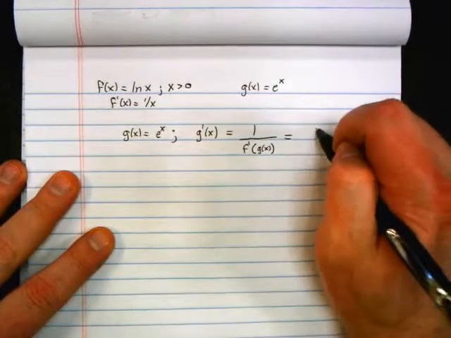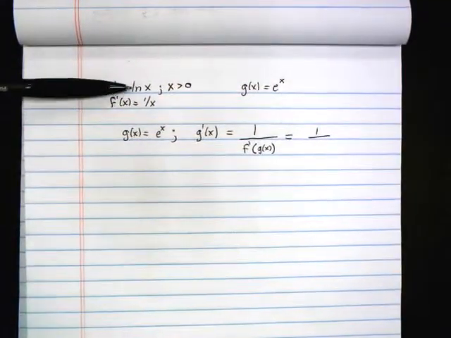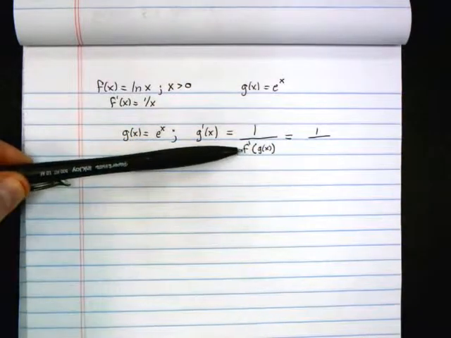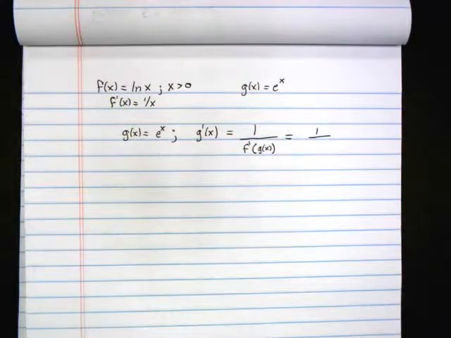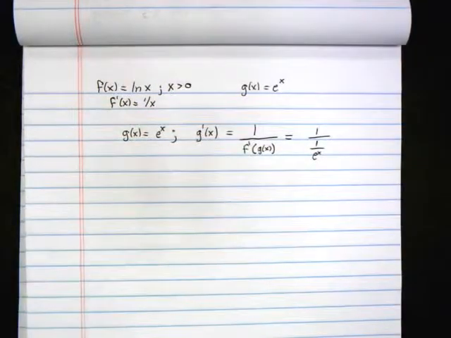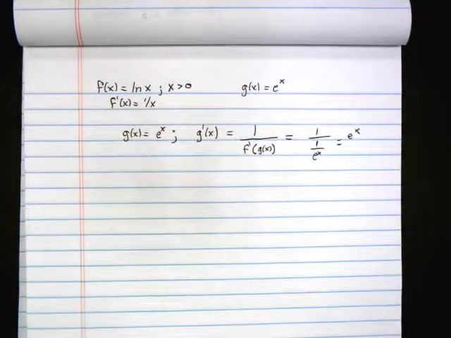So that's 1 over, if f is ln x, what's f prime? 1 over x. So what's f prime at g of x? 1 over e to the x. Simplify 1 over e to the x. It is e to the x. So what's the derivative of e to the x? It's e to the x.